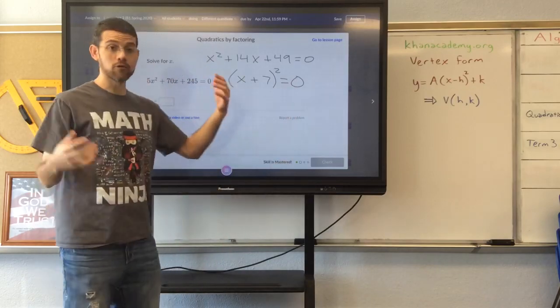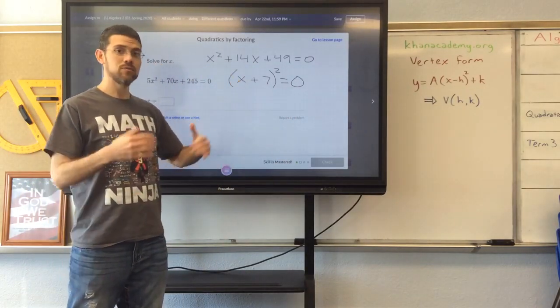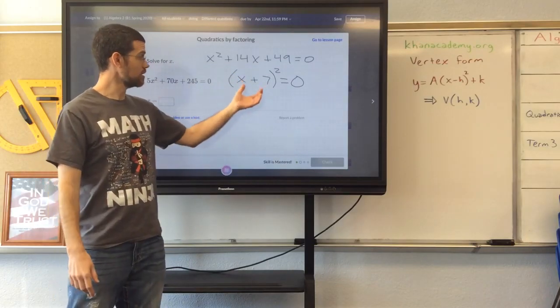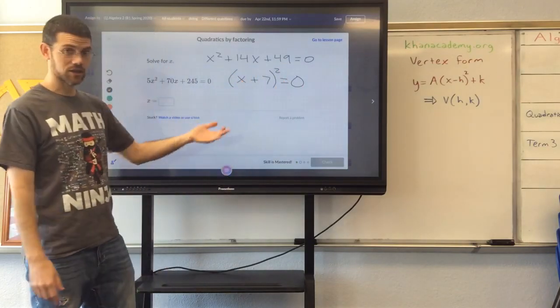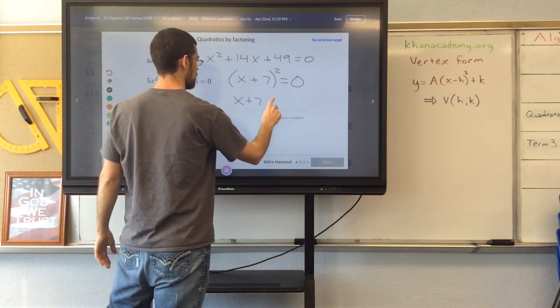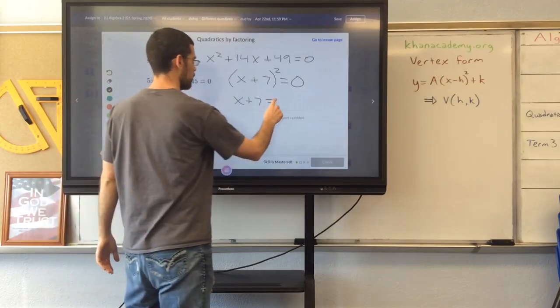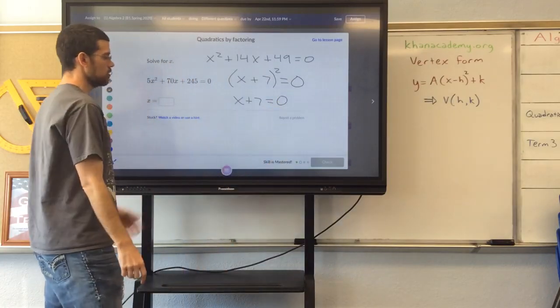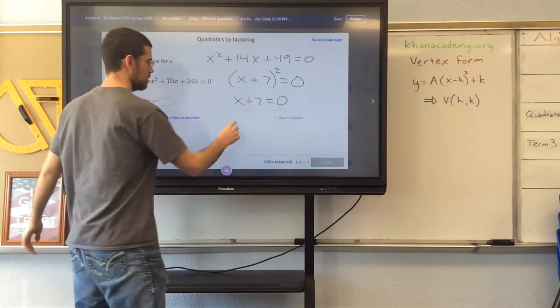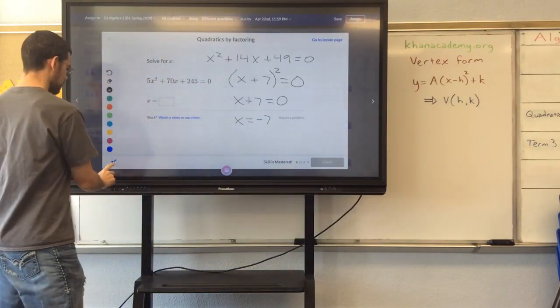So it's a perfect square trinomial means that one factor is being squared. So x plus 7 squared equals 0. If we take the square root of both sides, we get x plus 7 equals plus or minus 0, which is 0 in both cases. So then x plus 7 is 0, that means x equals negative 7.